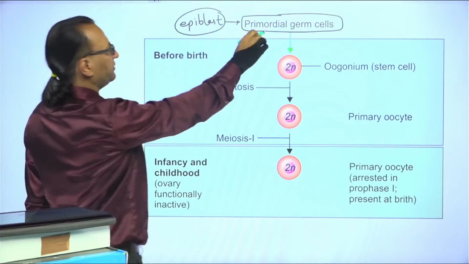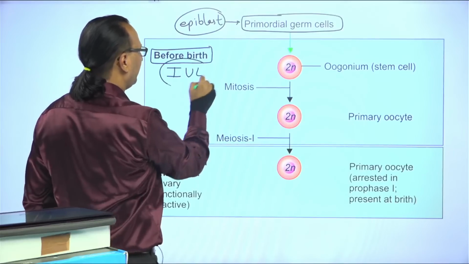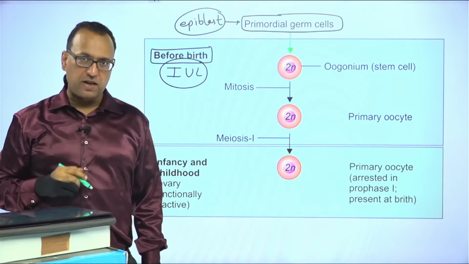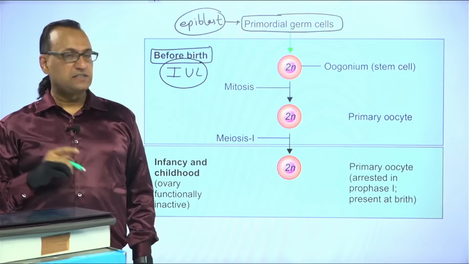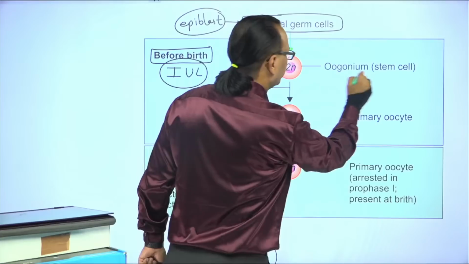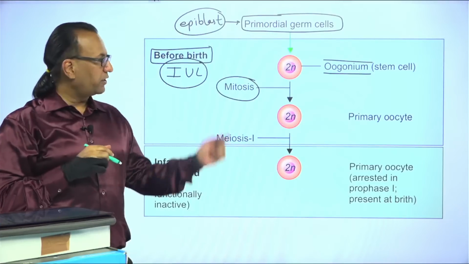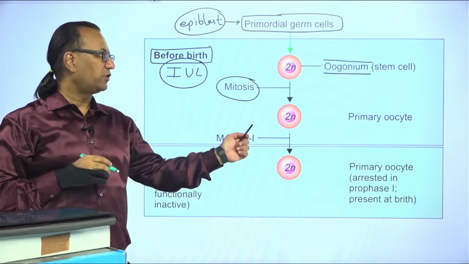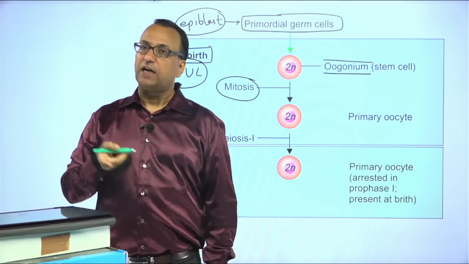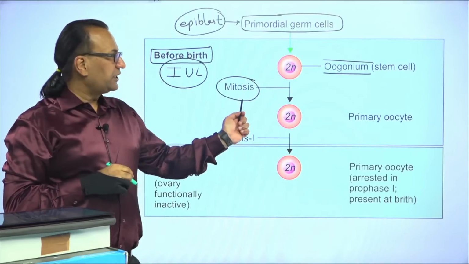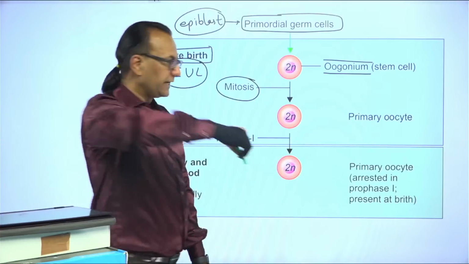So these primordial germ cells before birth itself, that is intrauterine life, when the female baby is within mother, in the uterus, change and form oogonium, and then undergo the process of mitosis. See, you have to understand during gametogenesis you have mitosis as well as meiosis. So it is the process of mitosis, again a question, which is changing primordial germ cell into oogonium into primary oocyte.